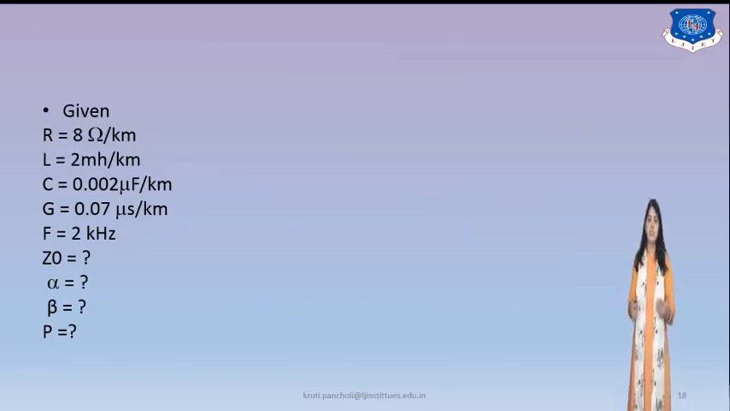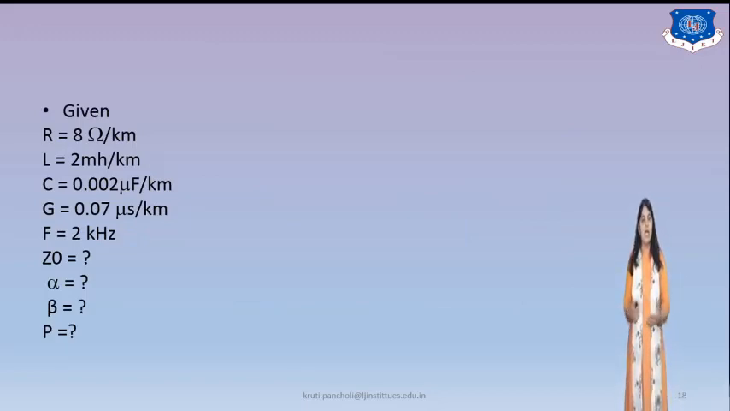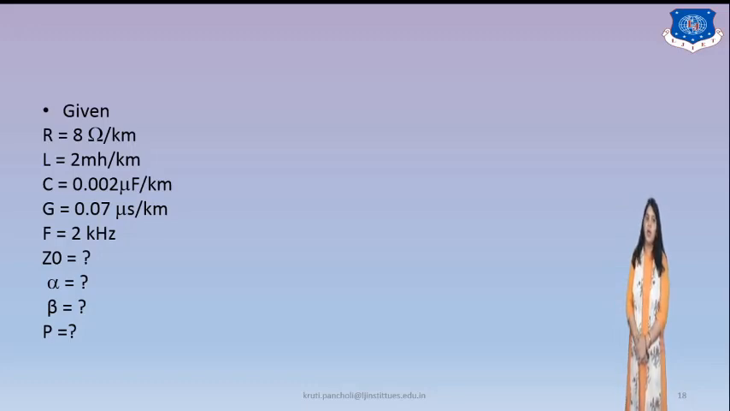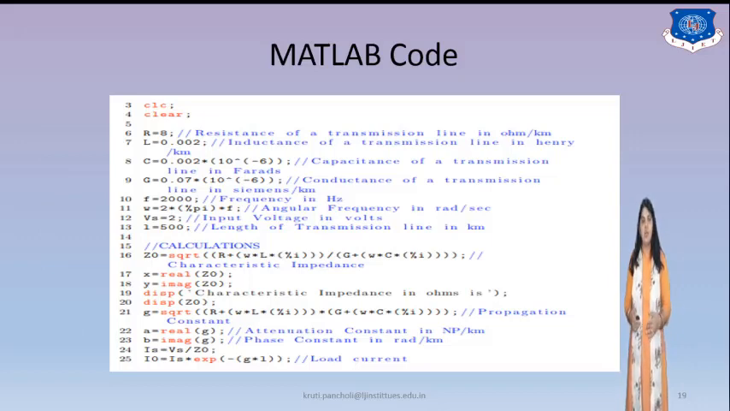So now the various parameters are given. R is equal to 8 ohm per kilometer, L is equal to 2 millihenry per kilometer, then C is equal to 0.02 microfarad per kilometer. The value of G is given as 0.7 microsiemens per kilometer, and F is 2 kilohertz. We need to find out Z0, what is alpha, what is beta, and what is the power P. So now we will write the program.